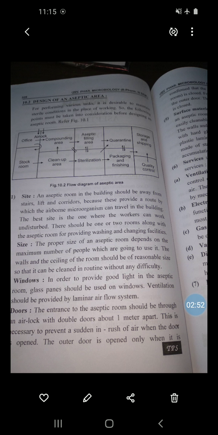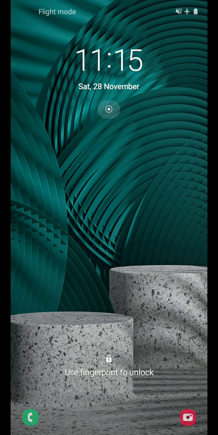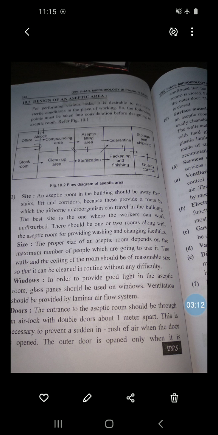There are a few points considered during the designing of aseptic area. First, site; then size; third, windows; then doors; then surface material; then services. In services, first ventilation, then electricity, gas supply, vacuum arrangement and disposal of waste. Next, furniture. In furniture, that is shake type and fume cupboard type. We will see one by one.